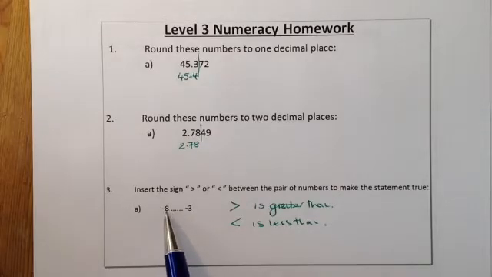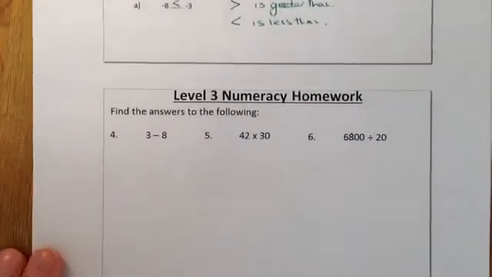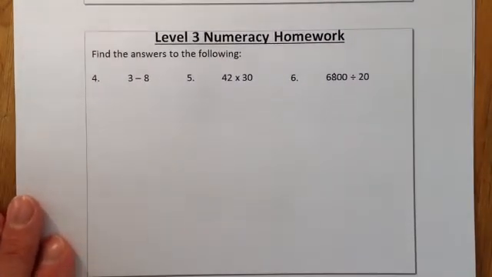Okay, so all I need to do is to find out my smallest number there on the number line. If I look at that, minus 8 is lower than minus 3. So I'm going to put in this sign here. So it's less than. So negative 8 is less than negative 3 on the number line. Okay, on to question 4.